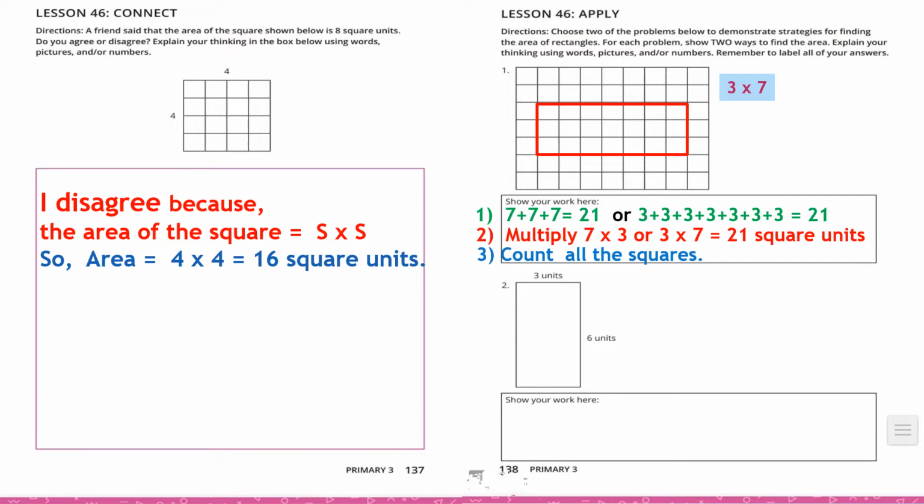Okay. Question number 2. We have here a rectangle. Its length equals 6 units and its width equals 3 units. We said before the length is the longest side and the width is the shortest side. So the length 6 units, the width 3 units. Let's find the area of it. Can we count here the squares inside the shape? No, we don't have squares. Can we count it by repeated addition? No, we don't have squares also. So I can solve it by multiplying 3 times 6. 3 times 6 equals 18 square units.